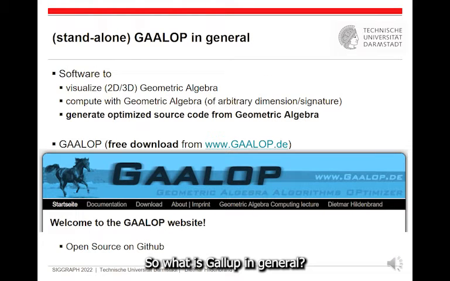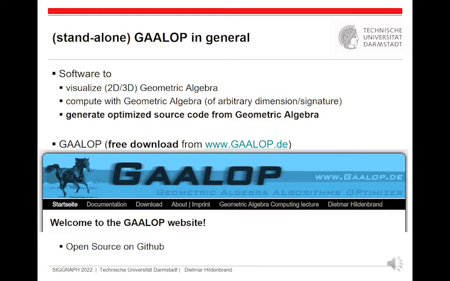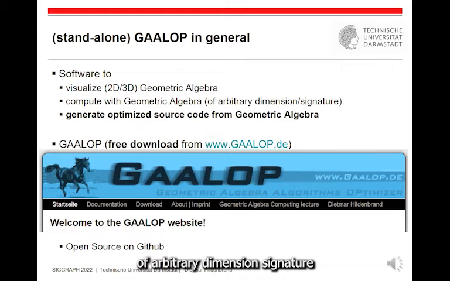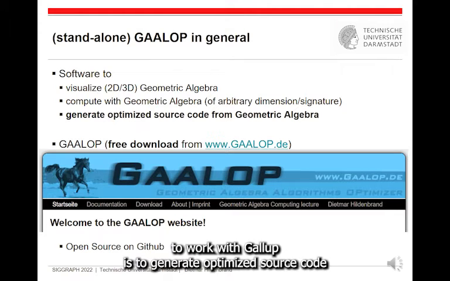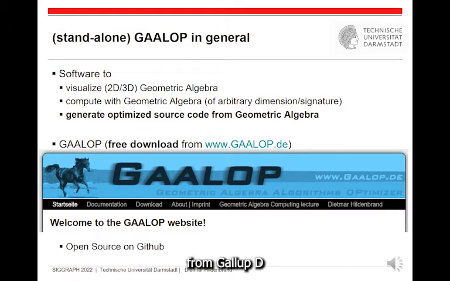So what is Gallop in general? Its standalone version is a software in order to visualize geometric algebra, in order to compute with geometric algebras of arbitrary dimension and signature, and the main reason to work with Gallop is to generate optimized source code from geometric algebra algorithms. The software is freely downloadable from gallop.de, and it is also an open source software on GitHub.